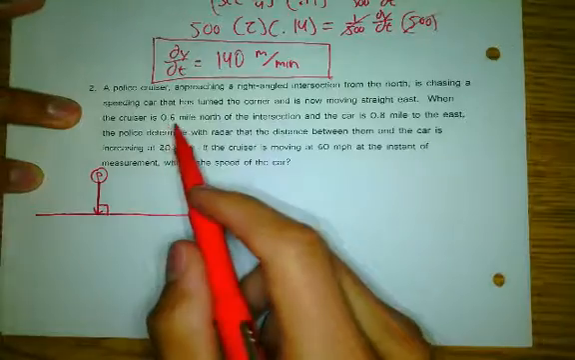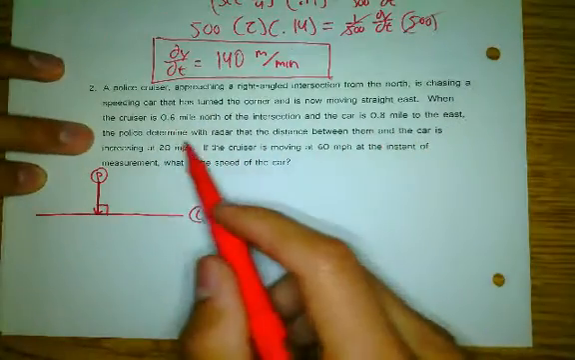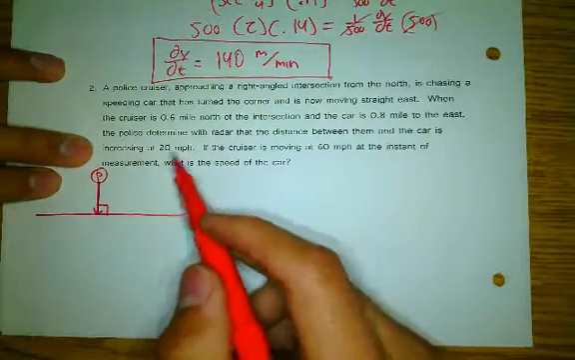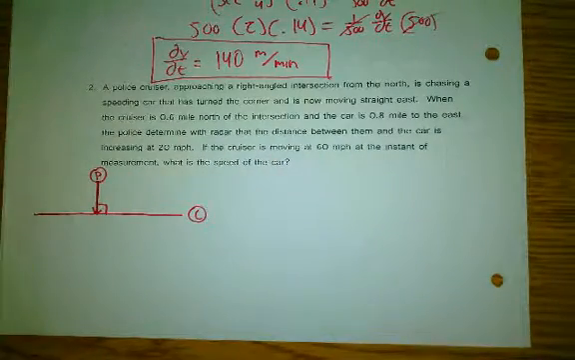When the cruiser is 0.6 miles north of the intersection and the car is 0.8 miles east of it, the police determine that the distance between them and the car is increasing at 20 miles per hour. If the cruiser is moving at 60 miles per hour at the instant of the measurement, what is the speed of the car?